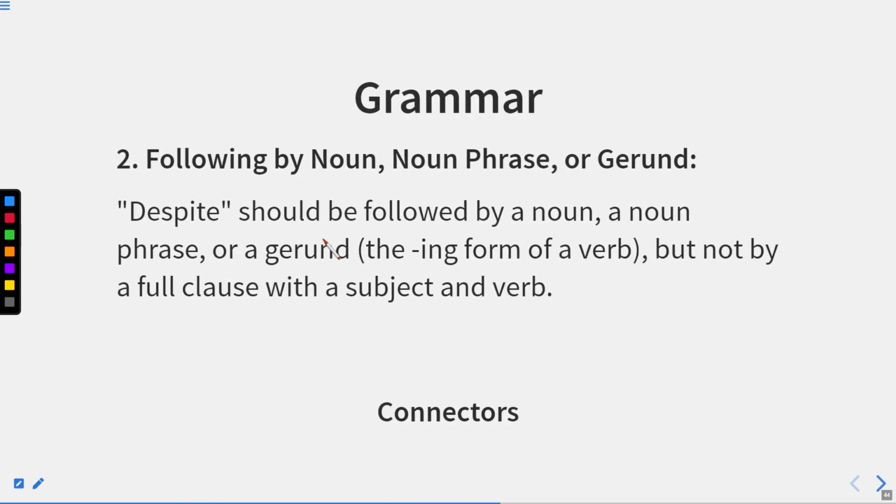Now let us move to the next one. Following by noun, noun phrase, or gerund. It means whenever we have the word despite, after that we should have either the noun, the noun phrase, or the gerund. Gerund means the verb plus ing form of a verb. But not by a full clause with the subject and the verb. It should not be followed by the entire clause.